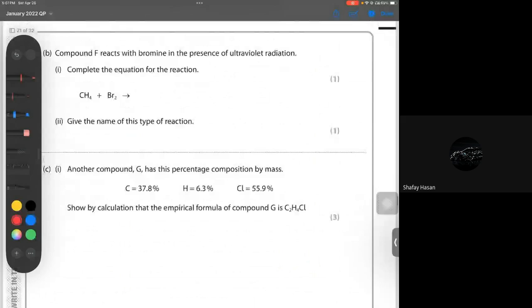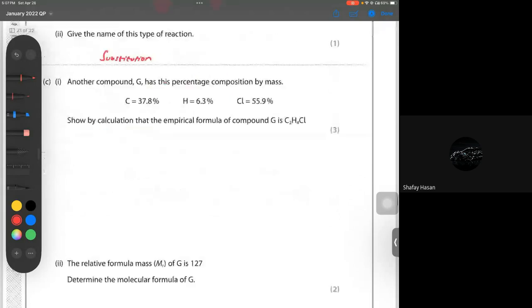Complete the equation for the reaction. CH4 plus Br2 would be forming CH3Br and HBr. Give the name of this reaction. Of course, it's a substitution reaction. How can you say it's a substitution reaction? Because hydrogen is replaced by bromine.